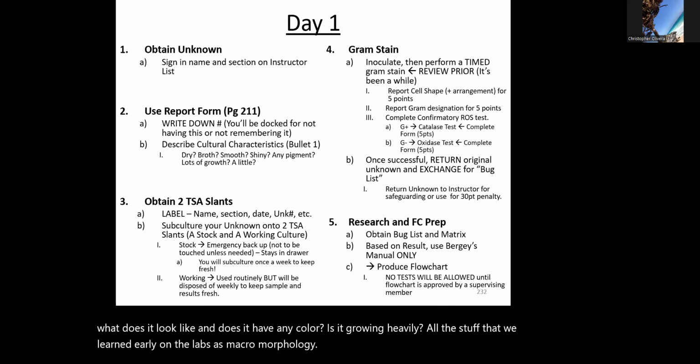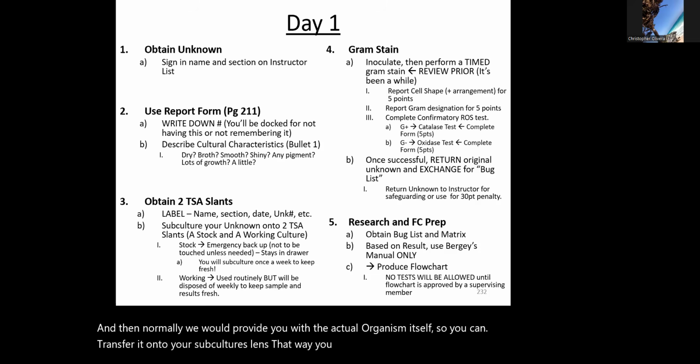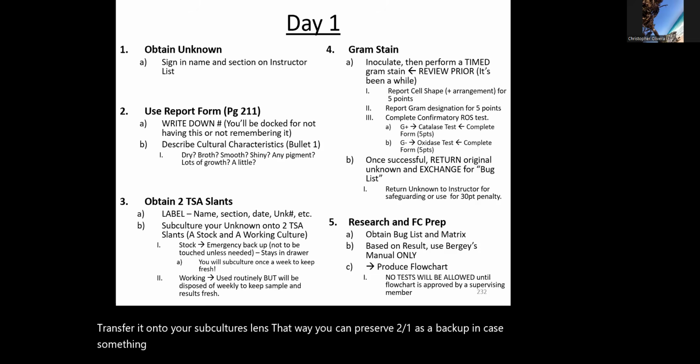Then normally we would provide you with the actual organism itself so you can transfer it onto your subculture slants. That way you can preserve two, one as a backup in case something goes wrong, and the other one is what we call a working culture, the one that you're using.